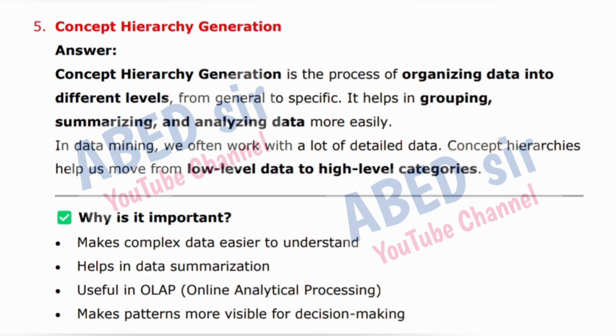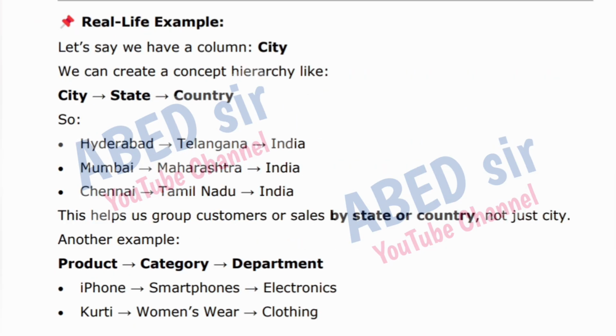Why is it important? Makes complex data easier to understand. Helps in data summarization. Useful in OLAP, online analytical processing. Makes patterns more visible for decision-making. Real-life example. Let's say we have a column, city. We can create a concept hierarchy like city, state, country. So, Hyderabad, Telangana, India. Mumbai, Maharashtra, India. Chennai, Tamil Nadu, India. This helps us group customers or sales by state or country, not just city.